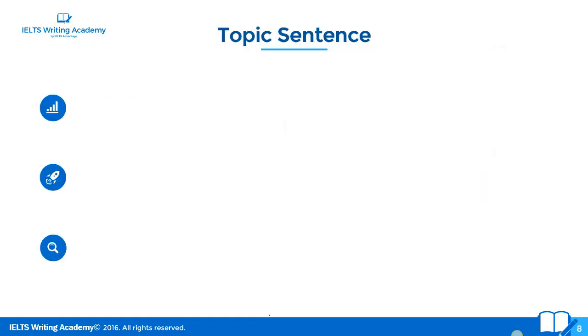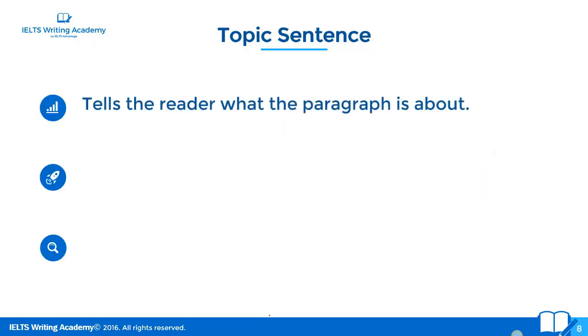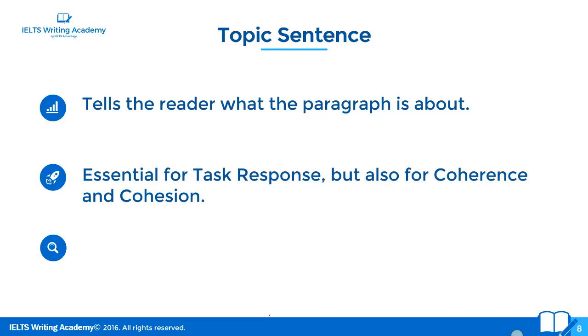Your topic sentence tells the reader what the paragraph is about. So basically you're just saying, hello Mr. Reader, hello Mrs. Reader, this is what I'm going to talk about in this paragraph. And it's essential for task response, but also for coherence and cohesion. Task response is, did you answer the question correctly? Coherence and cohesion is, is your answer clear and easy to understand and well organized? So it helps all of those things. It is a big tick for lots of the things that the examiner is looking for.